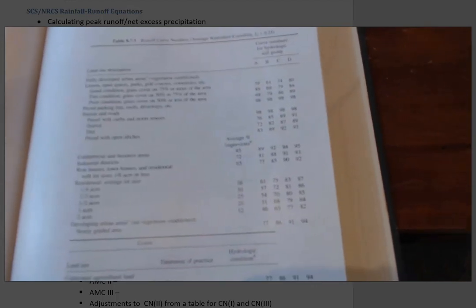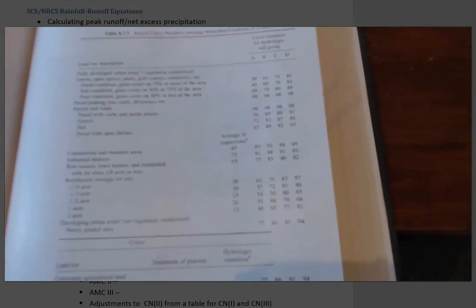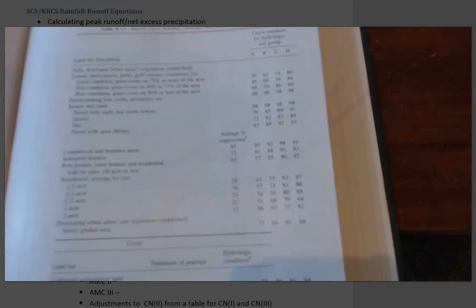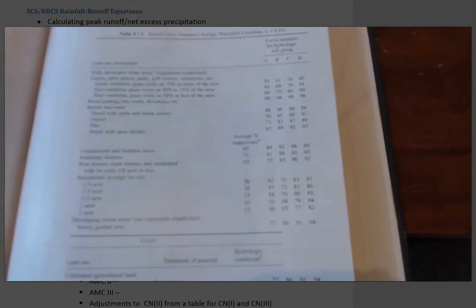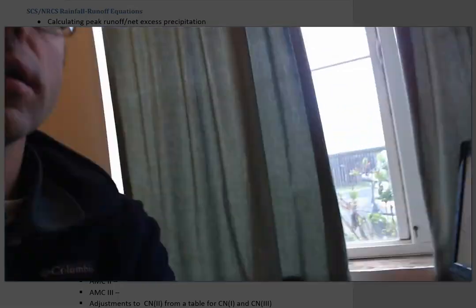You'll have to look at the table yourself in the text. But for different kinds of areas, you'll see different curve numbers, and they're dependent on something they call the hydrologic soil group, which are A, B, C, and D. You see in the upper right there, which we'll talk about in a second.